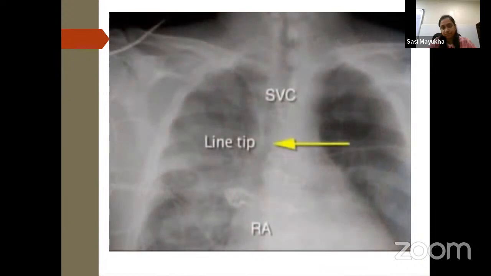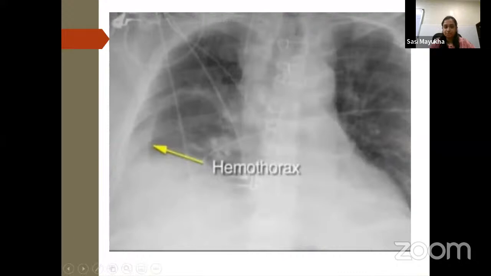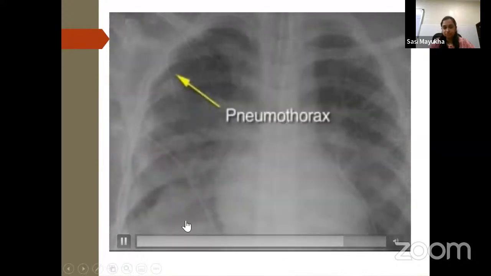Obtain a chest X-ray to assess for proper placement and to assure that no hemothorax or pneumothorax has occurred.